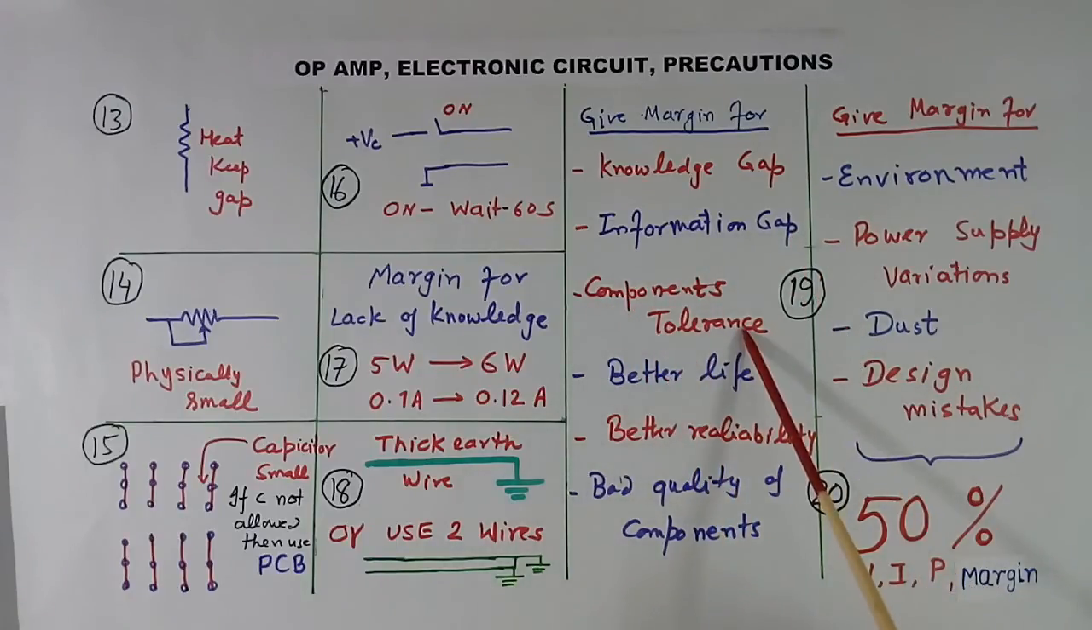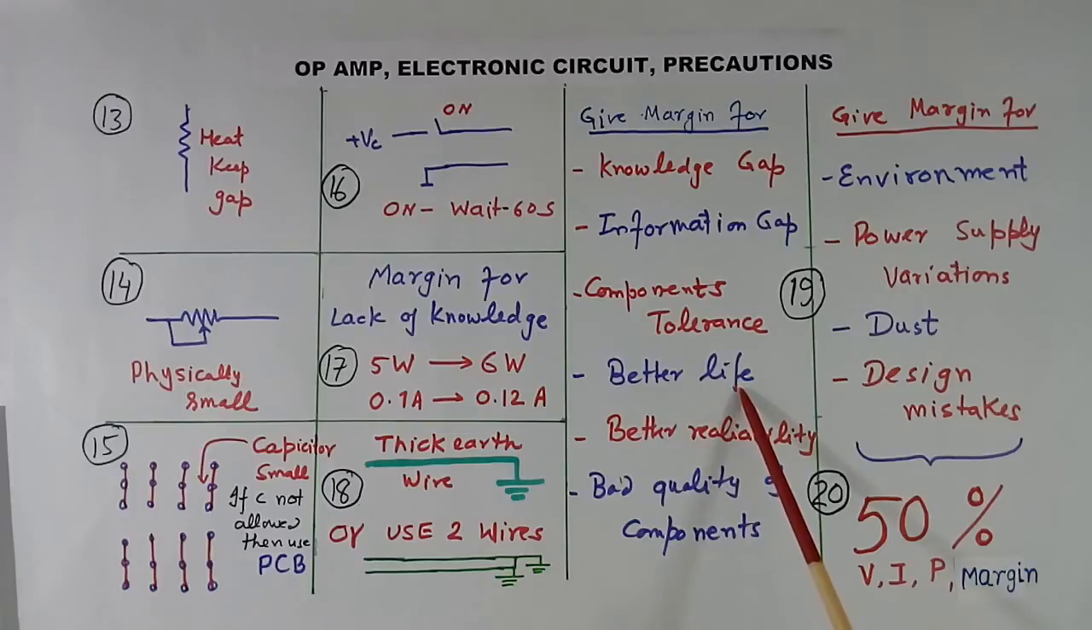Then component tolerance. For example, some resistor is there, and you have calculated a value of 0.1 ampere. Now suppose that the resistor has a tolerance and is 5% less. Then this current will increase by 5%. So we must know that. Because of component tolerance, worst case design should be done.